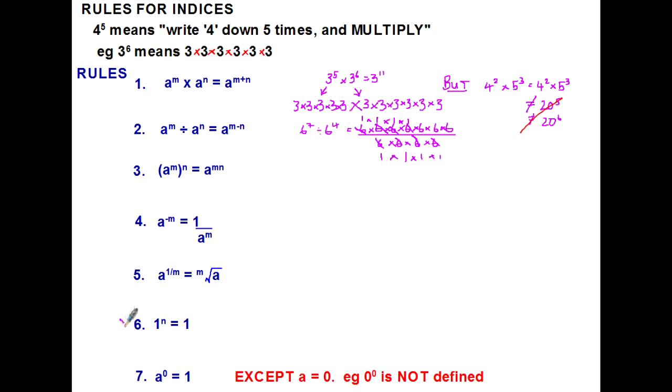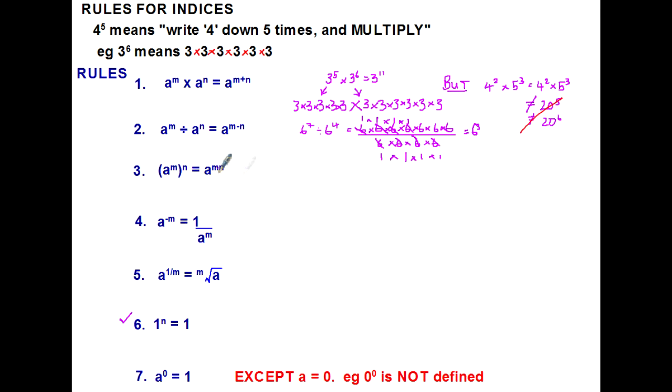So we've done the 6th rule as well. 1 to the power of anything is equal to 1. And so the answer to this is 6 to the power of 3, because I've just got 6 times 6 times 6 on the top, 3 6's multiplied together. I write that as 6 to the power of 3.